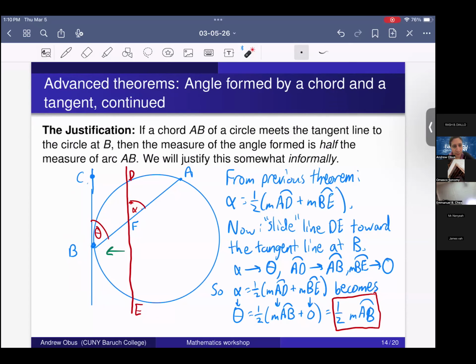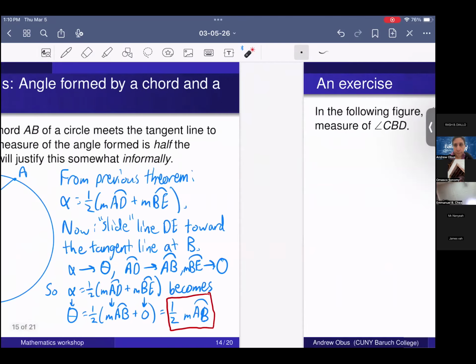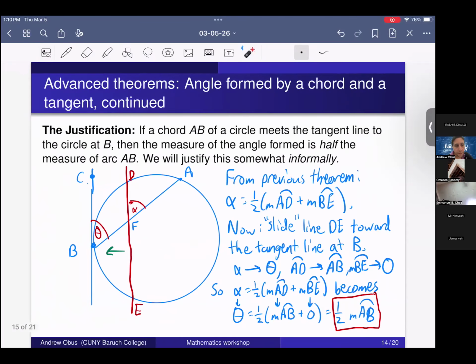Okay, so this is my justification for the tangent line. Any questions? Okay, I'm just going to give one little exercise, and then we have to be done in 5 minutes. So we won't finish everything. We'll finish it up next time.